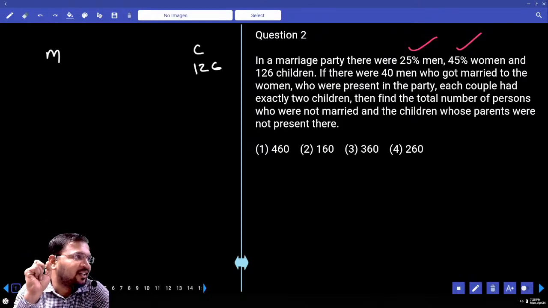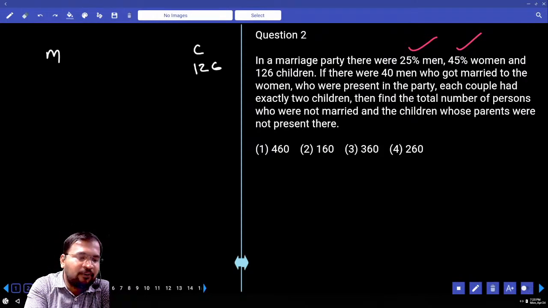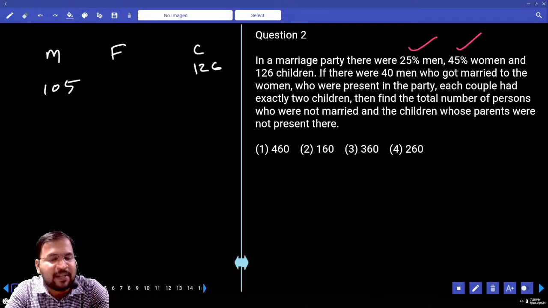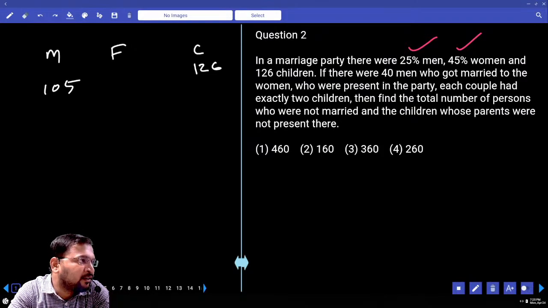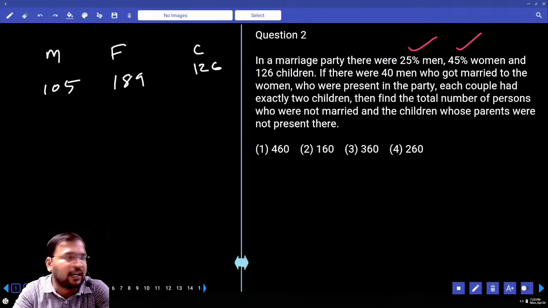Total it is 420. 25% are men. 25% is nothing but half of half, 420 half, 210, 210 half, 105. Women 45% of 420: 50% is 210, 5% is 21. If you subtract 21 from 210, 189. Now if you add the total, then you will get 420.